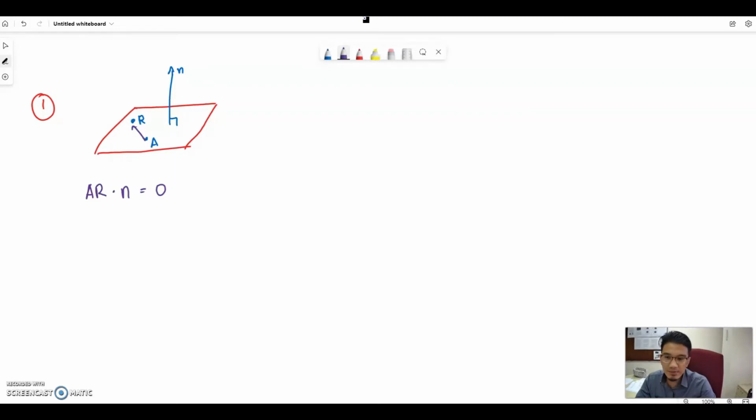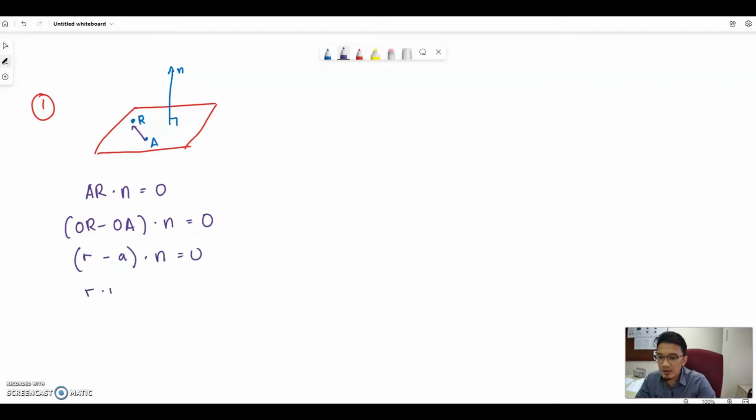Vector N is perpendicular to the surface and vector AR lies on the surface of the plane. So it will be equal to 0 when we do the dot product between them. So AR, which is OR minus OA, dot with N, will be equal to 0. Then we can say that (vector R minus vector A) dot N equals 0.